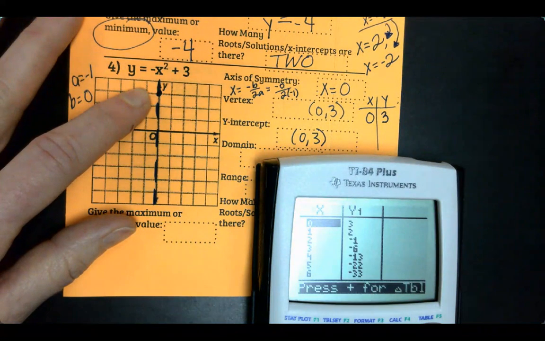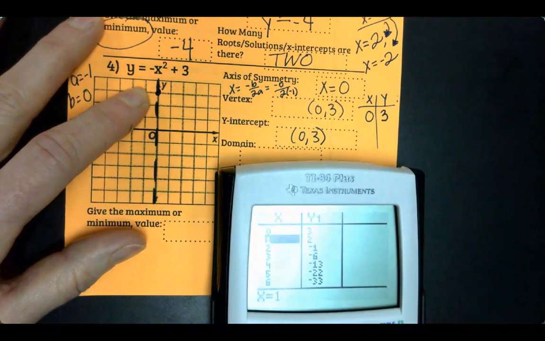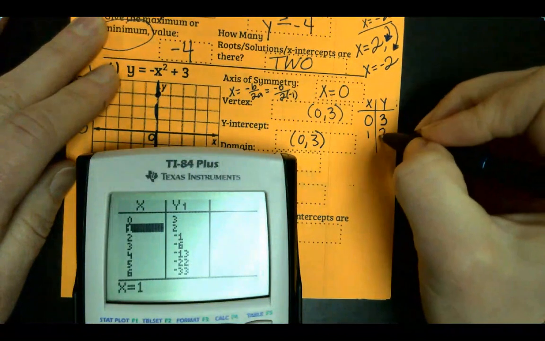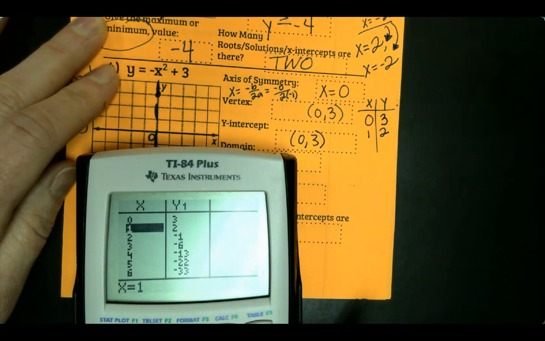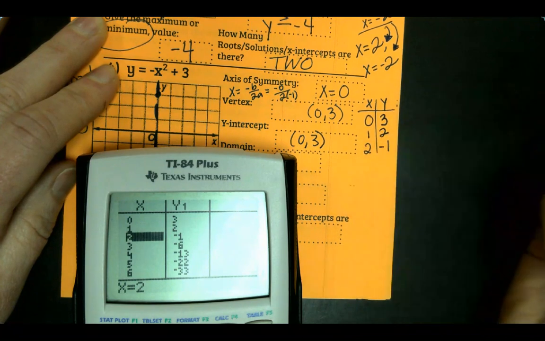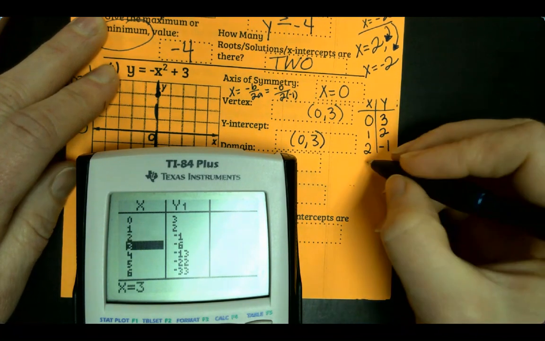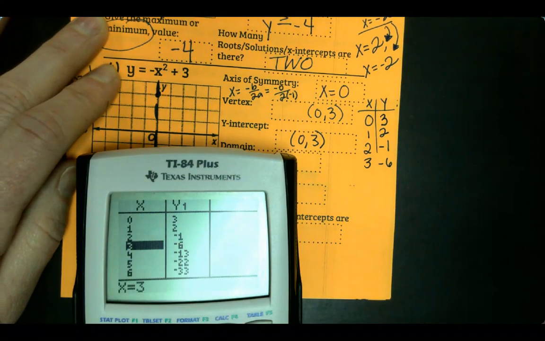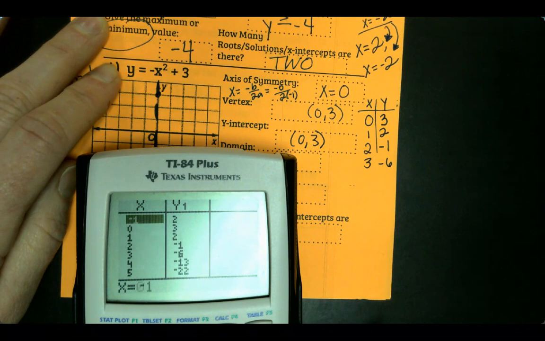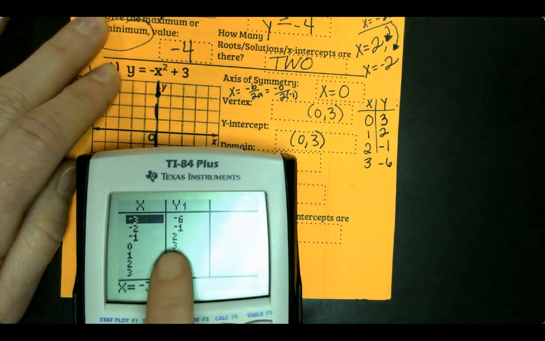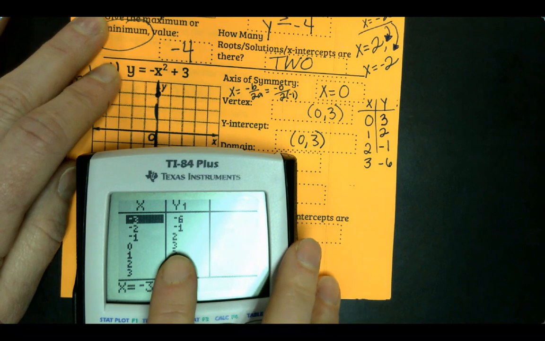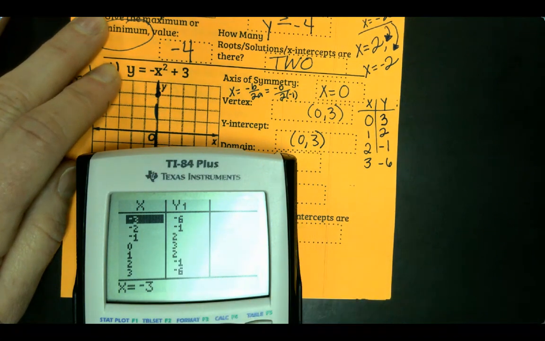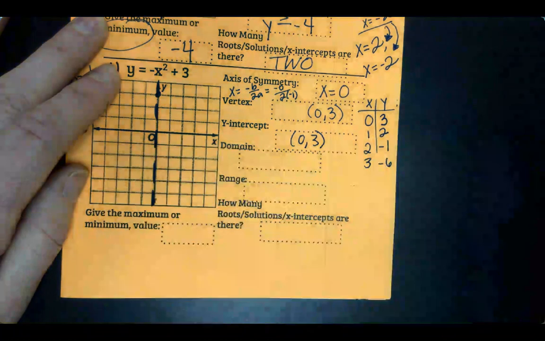All right, I need to go down from the vertex. So 1, 2, and then my next one on my table is 2, -1. And I can actually graph my next one, which is 3, -6. I can't graph the next one because see how that's -13 and my graph doesn't go down there? But you can look and see how this is symmetrical. And 0, 3 is right there in the middle. That's our maximum. See how 3 is the maximum y value? It goes up to 3 and then it starts going back down, changes direction.